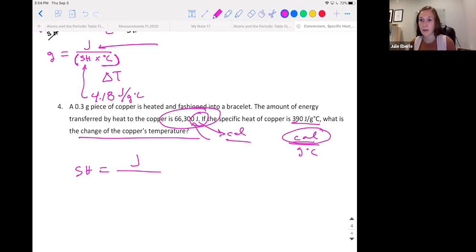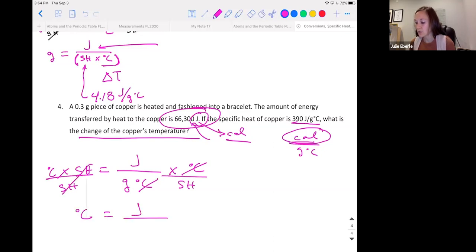The energy term and the specific heat term have to match. They have to either both be calories or both be joules. All right, so we have joules and then gram degrees Celsius. So you're trying to find the change in temperature here. So you'll just multiply both sides by change in temperature. Cancel, cancel. Divide both sides by specific heat, cancels, and then you're left with change in temperature in degrees Celsius equals joules divided by (grams times specific heat). And again, always put that in parentheses. That's the equation you use there.